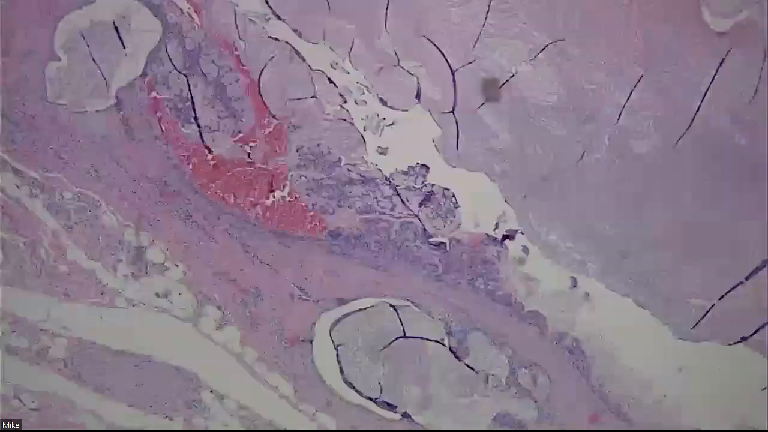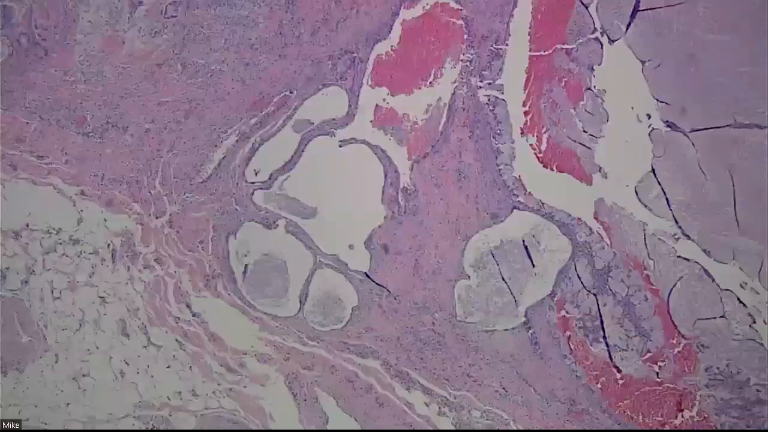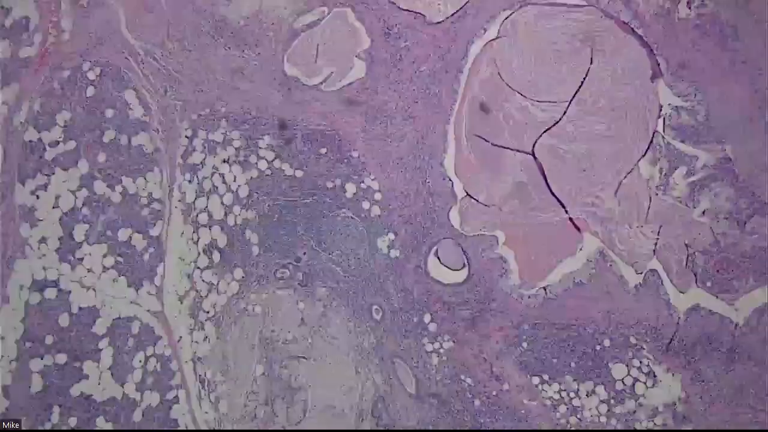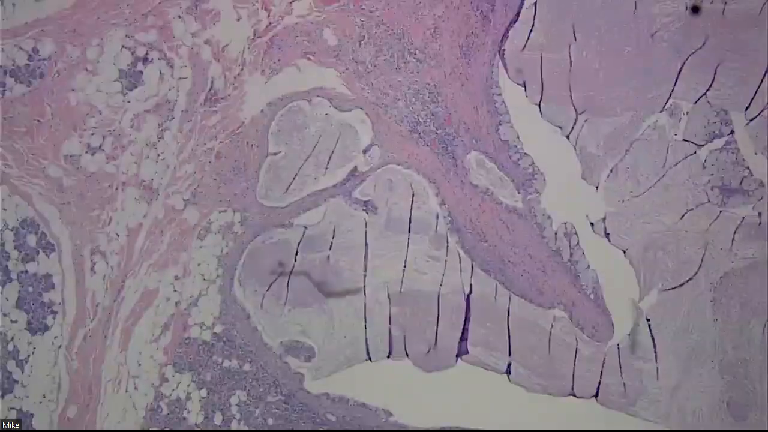So this is the most common. If pleomorphic adenoma is the most common tumor, period, mucoepidermoid carcinoma is the most common malignancy. So you will see it. I want you to burn these features into your brain, right? We can certainly look at more mucoeps, but this is a nice example of a really cystic mucoep. They can be a lot more subtle.